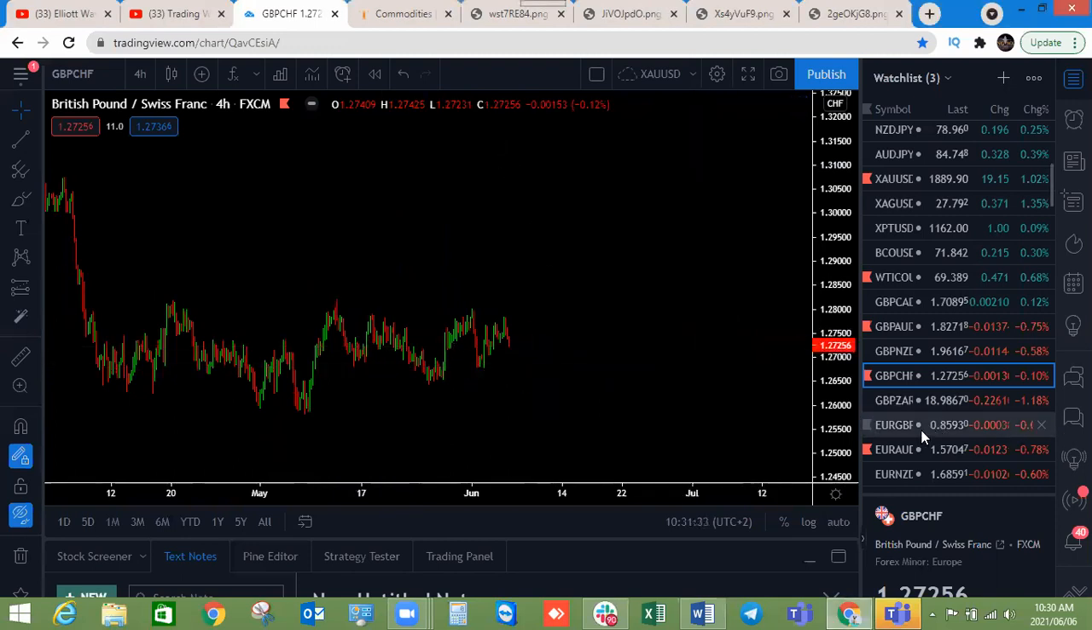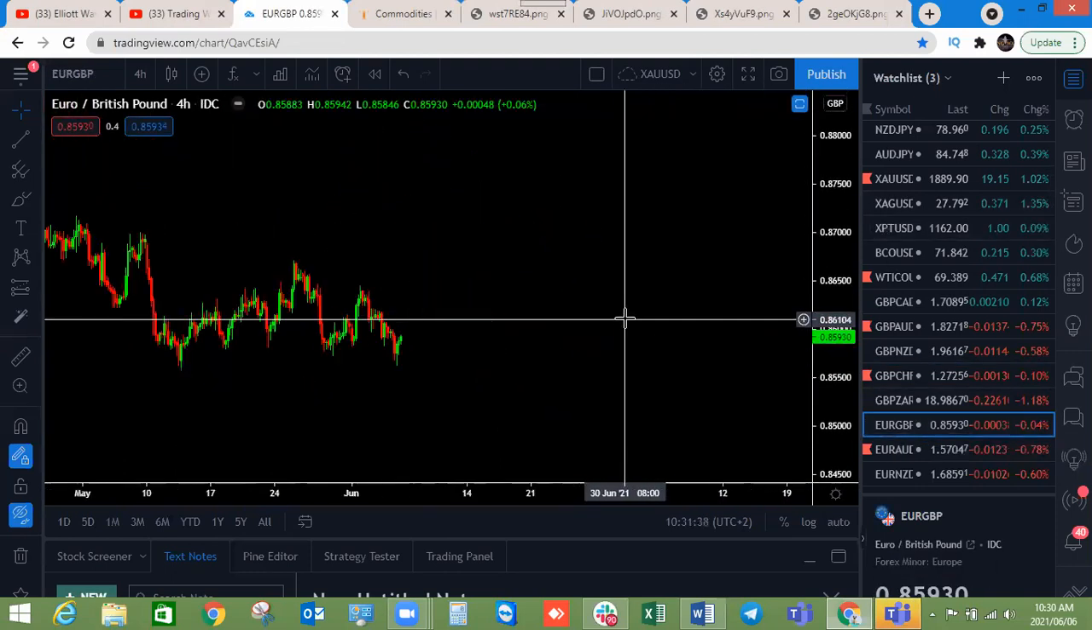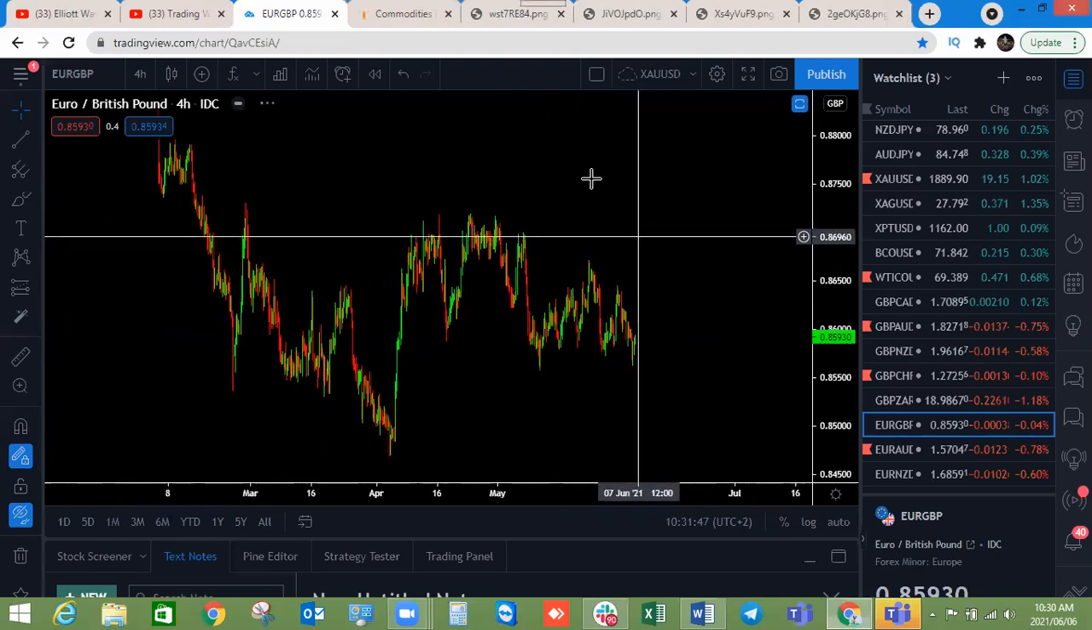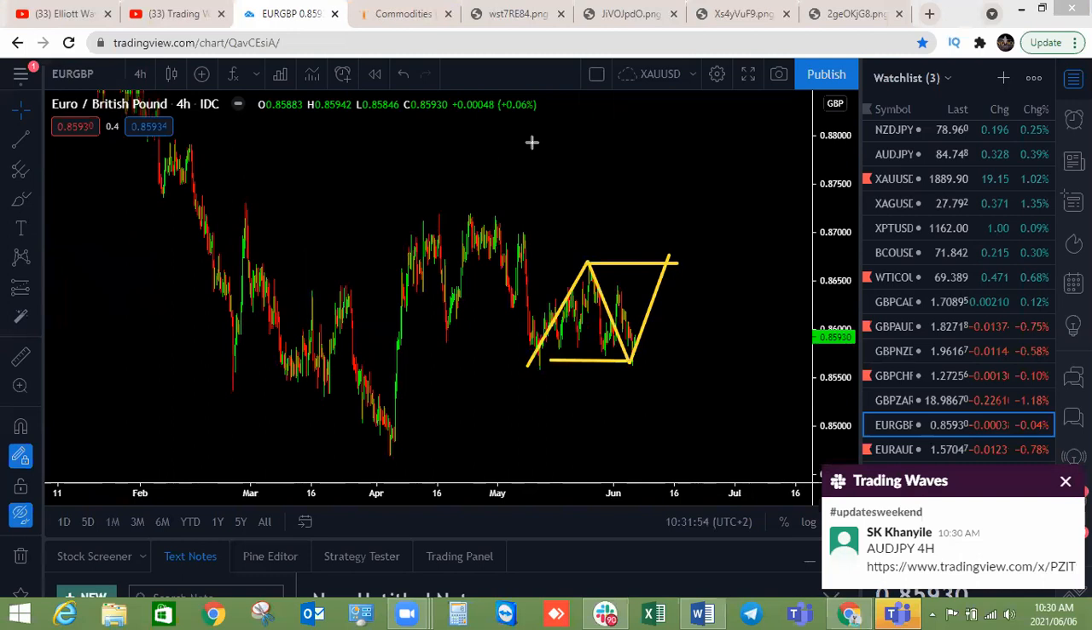Let's look at the euro pairs. So with the short-term downside on the pound pairs, we're going to expect this to come in around this level to give us a 3-wave corrective structure. This is euro pound. So euro pound, expect a 3-wave pullback, possibly something like this. Okay, so that's how we're going to be looking at that.